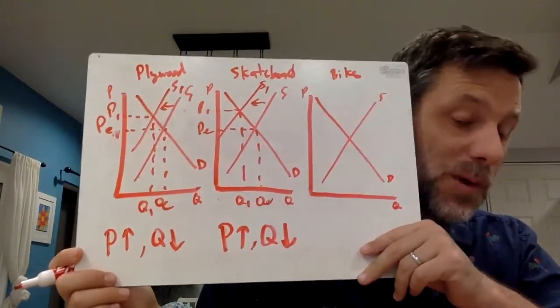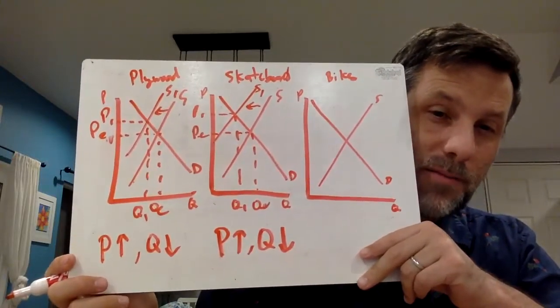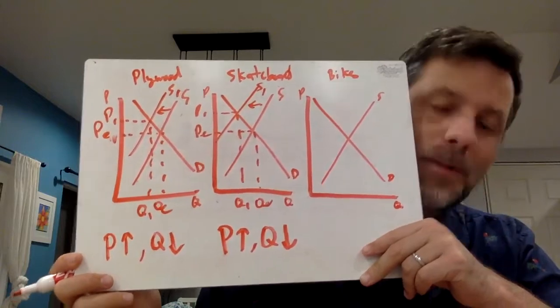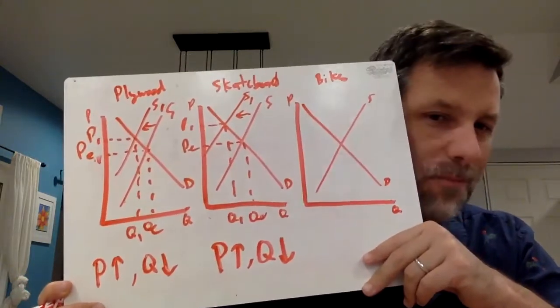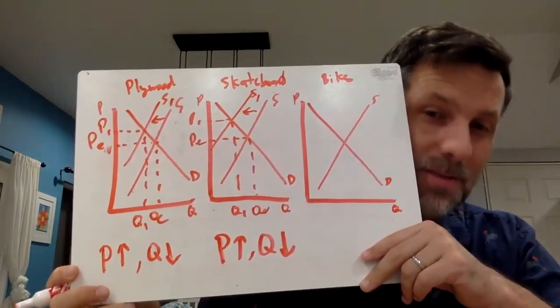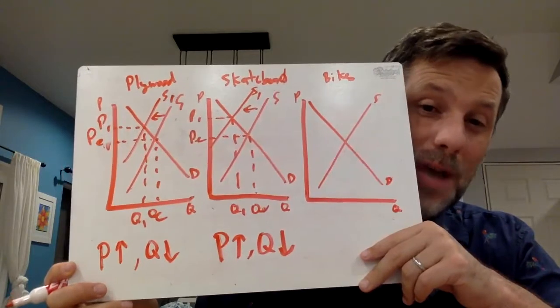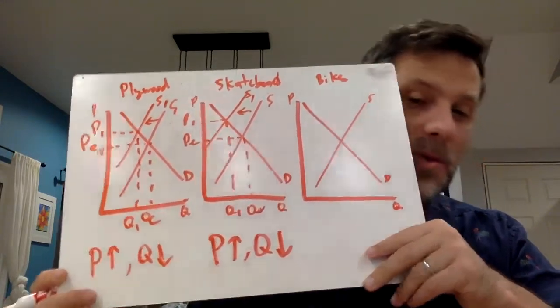How are bikes related in this? Well, bikes are related to skateboards, right? They're substitutes, like Coke and Pepsi. Price of Coke goes up, what happens to Pepsi? More people want it. Demand increases, right? Price of skateboards goes up, more people are going to want bikes if they are substitutes. So what we'll see is the demand for bikes increases because the price of skateboards was going up.